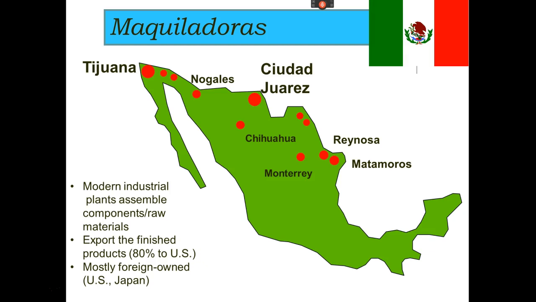One of the defining characteristics of this country is the development of the maquiladoras, which were modern industrial plants constructed in the border region, specifically in the interest of serving the U.S. market. You can see 80% of all of the products are exported directly to the United States. These were constructed for the purpose of cheap labor and also less stringent environmental laws.